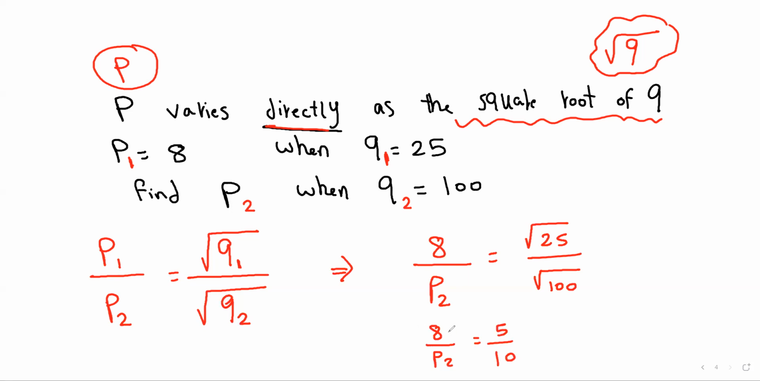What is the value of P2? P2 in this case is going to be 8 times 10 over 5 by cross multiplying. It will be 16.